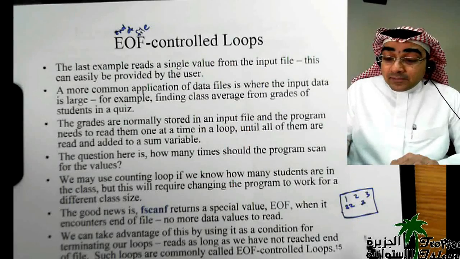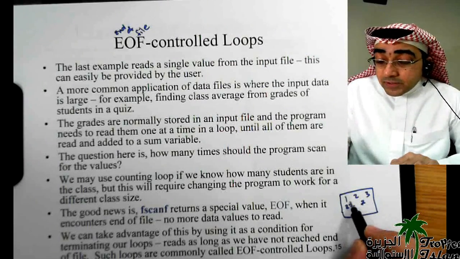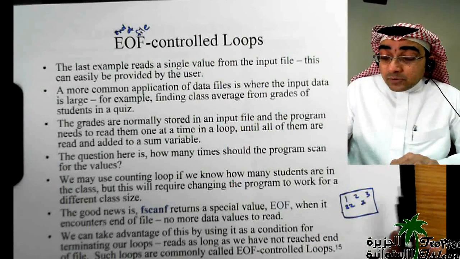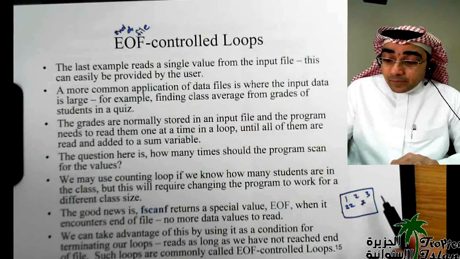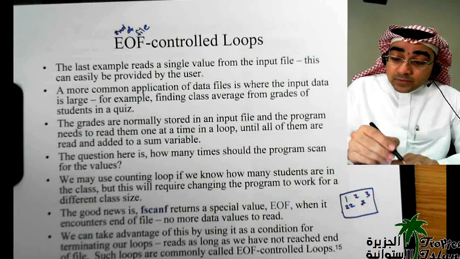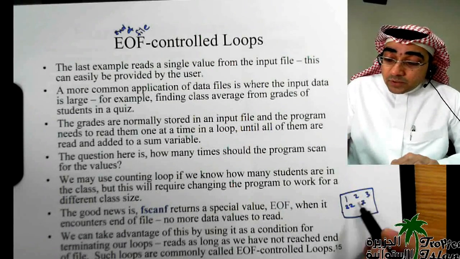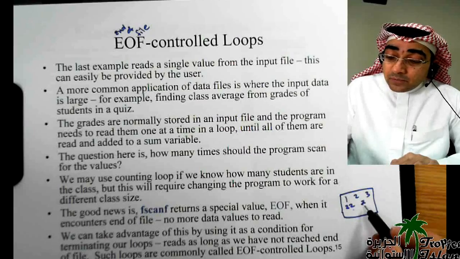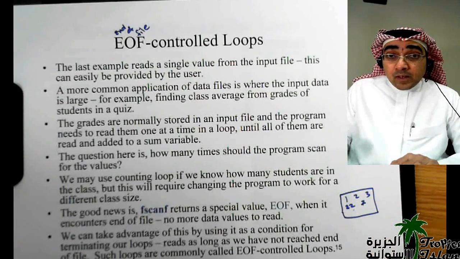Then if you do the fscanf next time, it's going to read the second number. Once you read the number, that's it. You cannot come back to it. You have to go to the next number and take it. When you do the third fscanf, you get this. When you do the fourth fscanf, you get this number. When you do the fifth fscanf, you get this number.